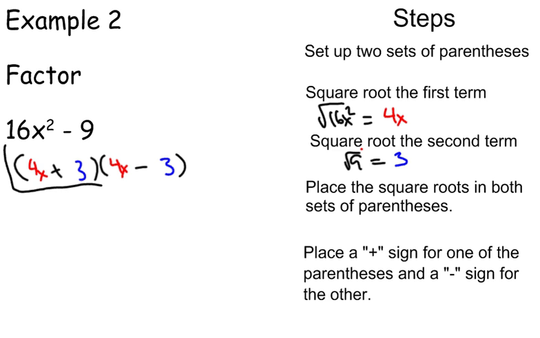And you can check this by FOILing it out. This is our answer. I'm going to leave it up to you to check it. Just use FOIL. Remember, the middle terms are going to cancel out. Okay, let's try one more.